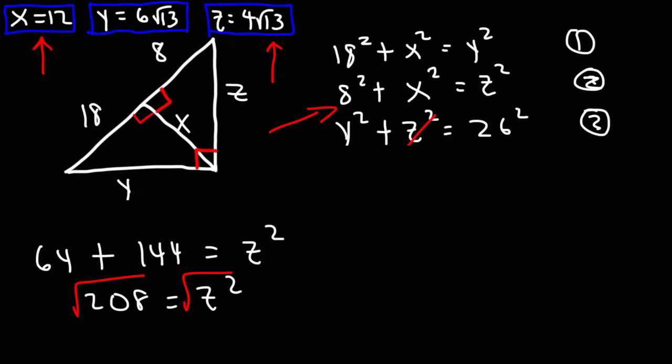And so that's how you can get these answers without knowing that x is the geometric mean of 18 and 8. It's by writing 3 Pythagorean theorem equations for the 3 right triangles, and then using algebra to solve for the 3 missing variables. So that's it for this video.